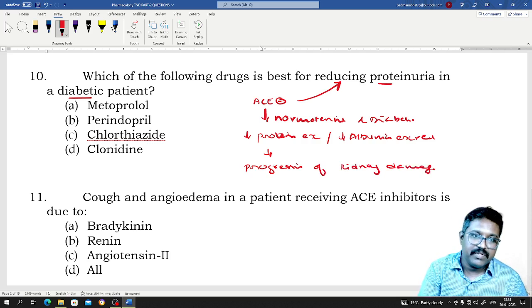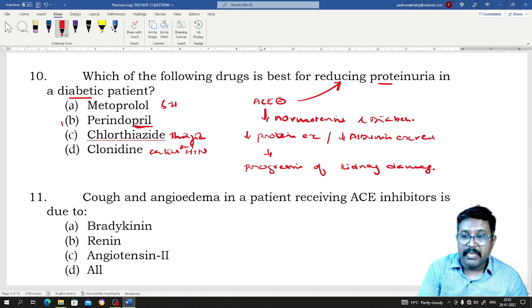So which among this option is an ACE inhibitor? This is the beta blocker, this is the thiazide group of drugs, and this is the centrally acting antihypertensive drug. So it is perindopril. So pril is the common feature of the ACE inhibitors. So here the right answer will be perindopril.